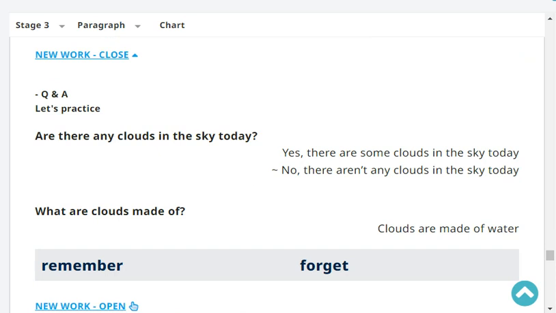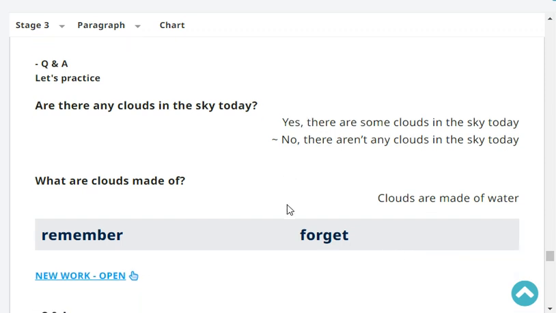Are there any clouds in the sky today? Yes or no? No, there aren't any clouds in the sky today. What are clouds made of? Clouds are made of water. Very good.